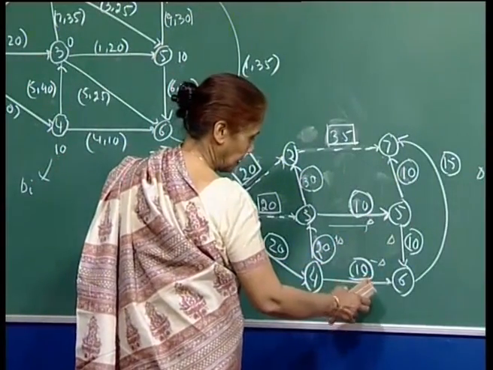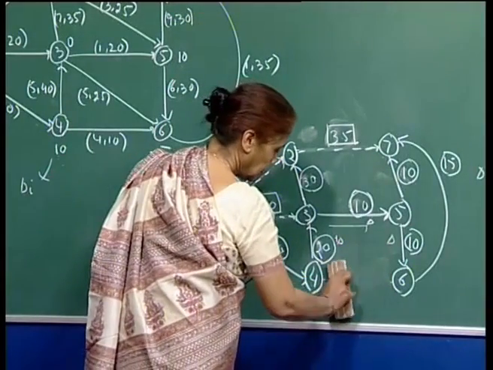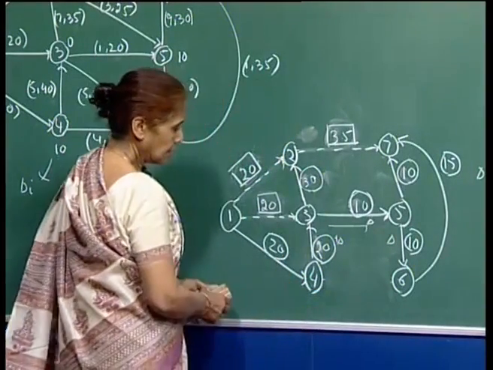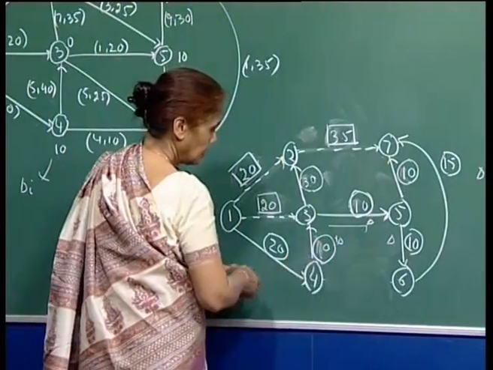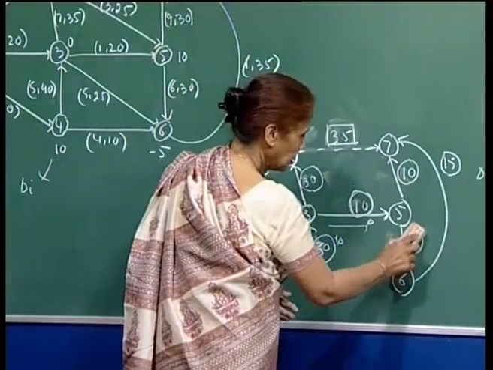So we'll remove this. This arc goes out, right, and so this will become 30, and this will become 20.